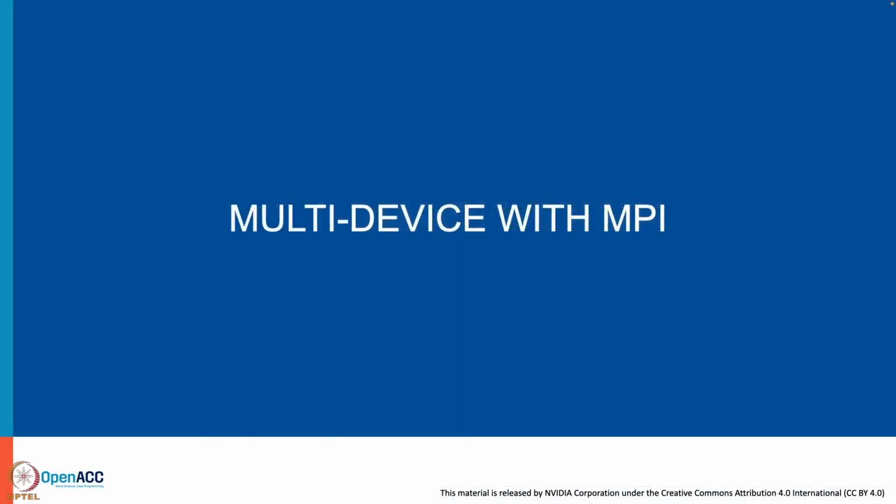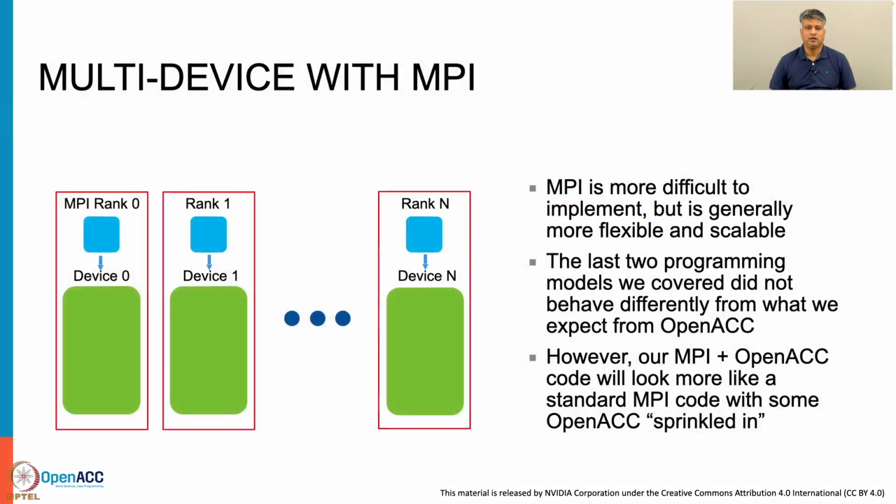How do we achieve multiple devices with MPI? MPI is a little bit more difficult to implement. The reason is it has a communications library within itself and it is inherently designed for distributed memory architecture. If you remember, there is no shared memory with MPI and any data needs to be explicitly communicated. So while it is more difficult to implement, it is generally more flexible and it is very scalable.